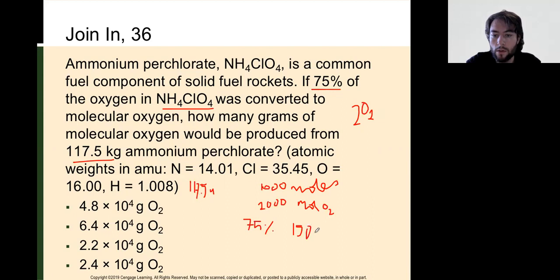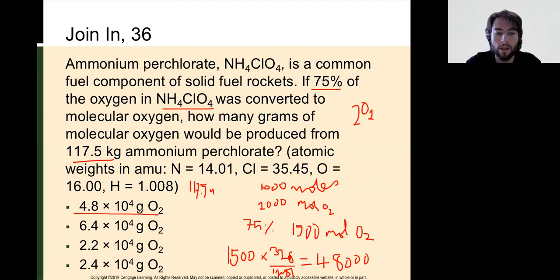1,500 moles O2, which becomes molecular oxygen. Then we multiply 1,500 by 32 grams, which is 1 mole of oxygen over 1 mole, which will be equal to 48,000 grams, which is 4.8 times 10 to the 4 grams of oxygen. So we have this many grams of O2. So our answer is this one.